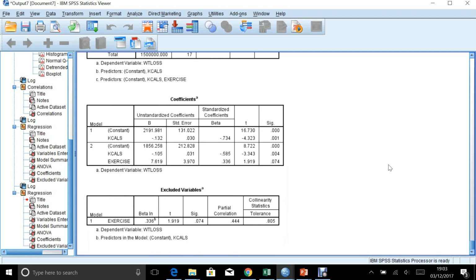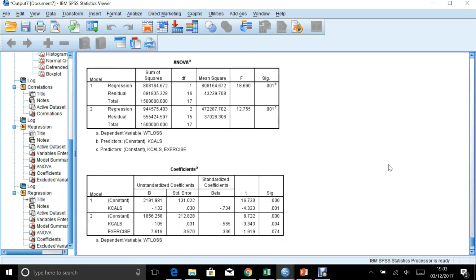So I hope that's been of some help, just quickly running through how I would like you to run the analysis for your results section.